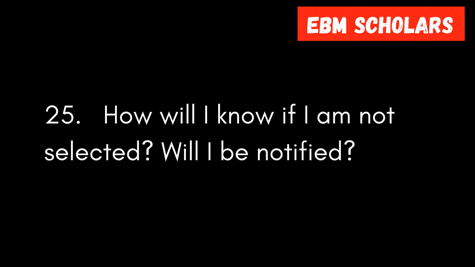Number 25. How will I know if I'm not selected? Will I be notified? The Department of State doesn't notify anyone whether you have won or not. It is your responsibility to go and check the diversity visa lottery results on the lottery website, www.dvprogram.state.gov. You will either be selected or not selected. If it says your entry has been selected, that means you have won. If your entry has not been selected, it means you haven't won.